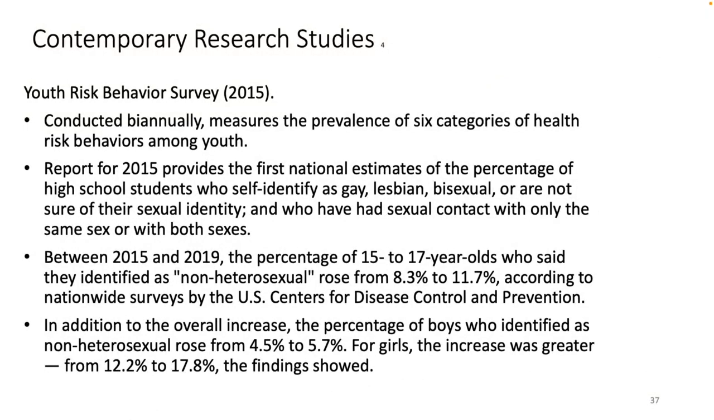But there are contemporary research studies. One is the Youth Risk Behavior Survey, which is conducted biannually, and it measures the prevalence of 6 different categories of health. The report for 2015 provides the first national estimates of the percentage of high school students who self-identify as gay, lesbian, bisexual, or who are not sure of their sexual identity, and who've had sexual contact with only the same sex or with both sexes. Just to give you a little perspective, between 2015 and 2019, the percentage of 15 to 17-year-olds who identified as non-heterosexual rose from 8 to 11%. In addition to this overall increase, the percentage of boys who identified as non-heterosexual rose from 4.5 to 5.7%, where girls had the greater increase, from 12% to 17.8% of girls who identified as non-heterosexual.